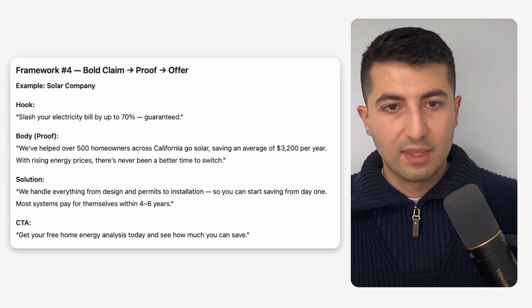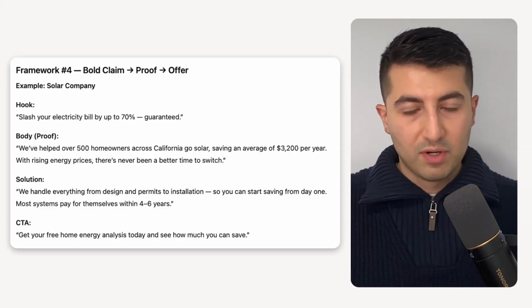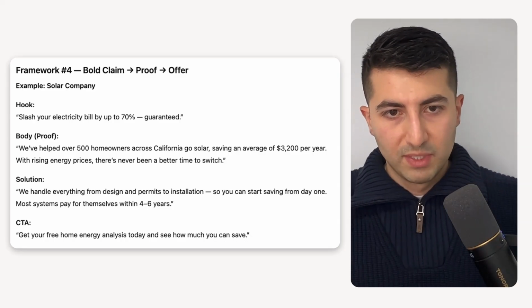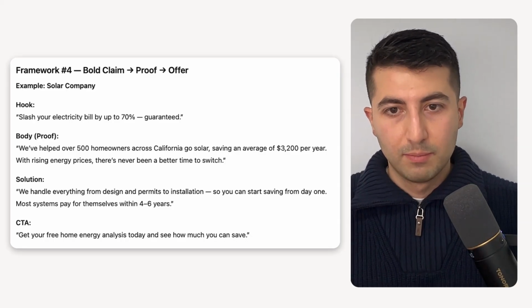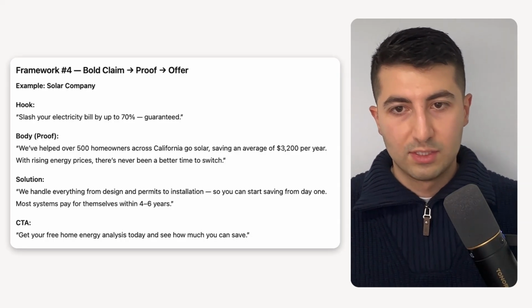For example, let's say that you own a solar company and your target market is going to be homeowners. So the hook should be something like, slash your electricity bill by up to 70% guaranteed. So this is a bold claim.